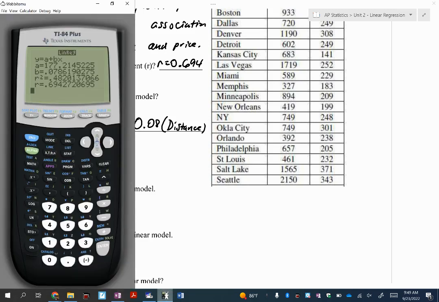0.08, I rounded my slope, which is letter B. The reason I rounded to that is because this is talking about price, so money. So I'm talking about 0.08, so it would be cents, 8 cents.